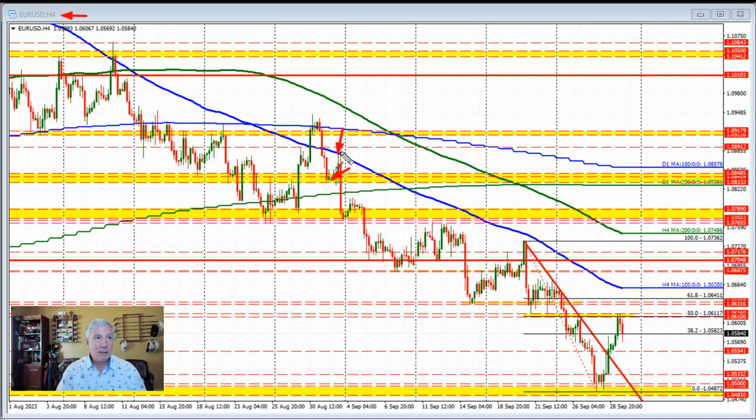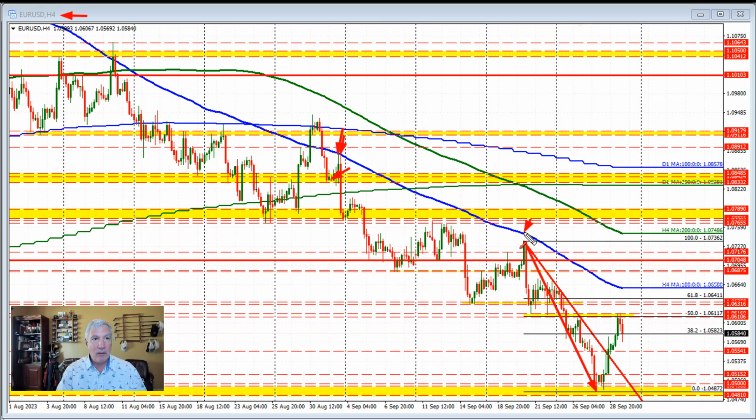And what do we test? We tested the 100-bar moving average on the 4-hour chart right here and here on these two bars, the first day of the trading month. And from that point, the price moved lower and lower and lower and lower. The last leg to the downside started last week, sending the price from a high of about 1.0736.